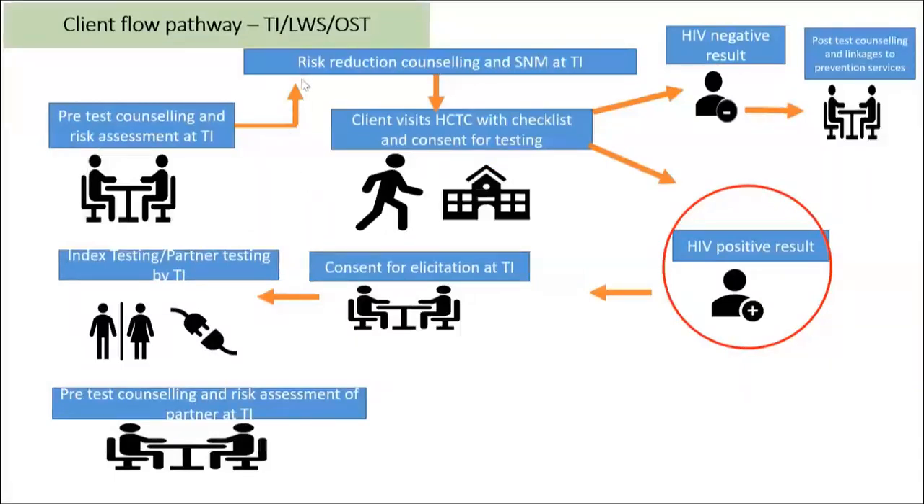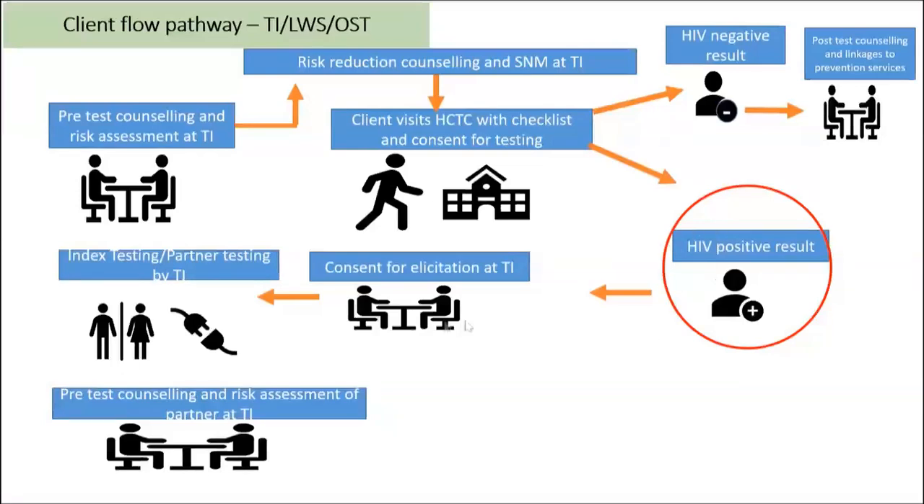Similarly, those who are referred from TI or link worker scheme or OST center, their pre-test counseling and risk assessment must have been done at TI itself. So they will visit the ICTC with risk reduction counseling and SNM, social network model, related services provided by TI. They must be carrying their checklist, which was filled at the TI site. So we will be taking the consent for testing and do the HIV testing as per the protocol. And once the person is HIV negative, these are the clients who are referred from TI or link workers, so they must be from the key population group. So their post-test counseling and linkages to prevention services will be needed in case the result is negative.